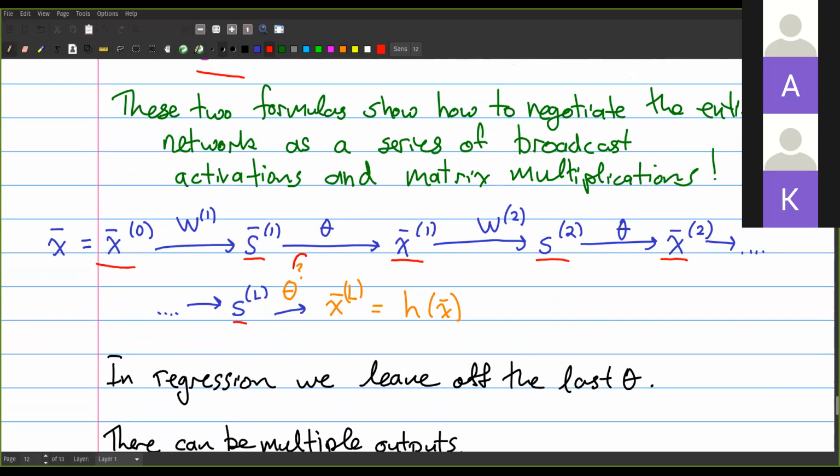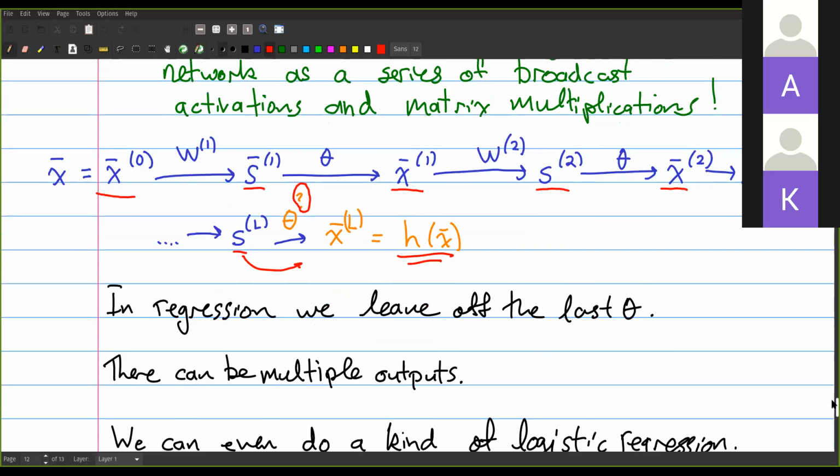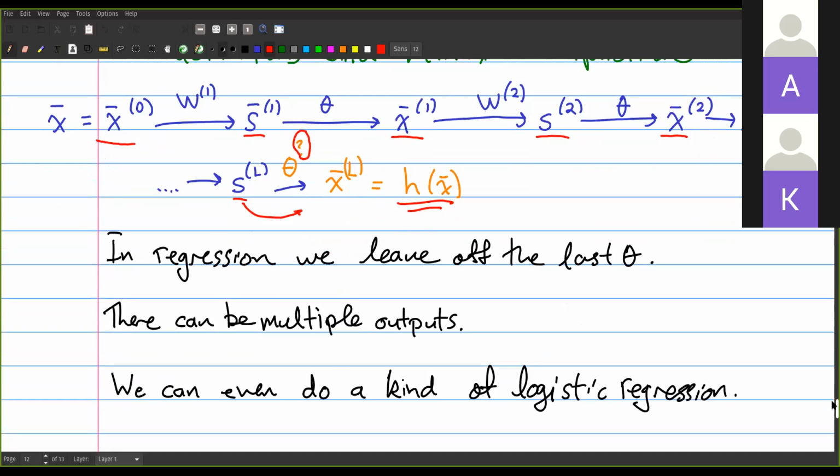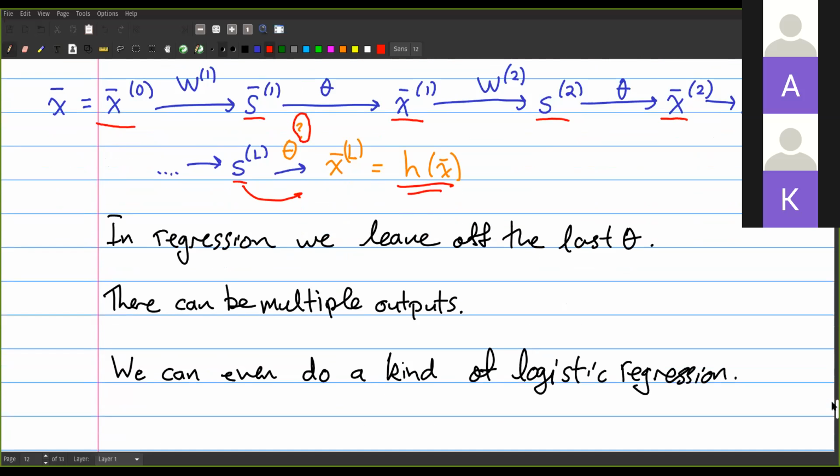And then whether or not you apply the activation function on the last layer depends on whether you're doing regression or classification. If you're doing classification, then you apply the activation function one more time. But if you're doing regression, then you would just skip that step. And that will be the output. So even though all the notation is a little bit complicated, the algorithm, once you have that notation, is really simple.